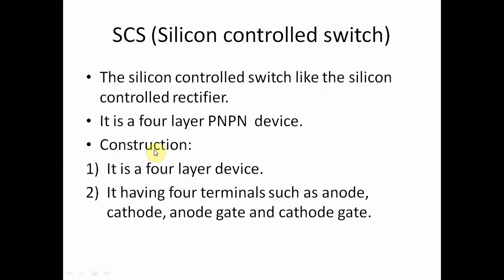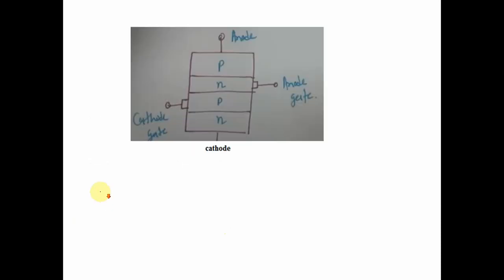Now we will study the construction of SCS. SCS is a four layer device. It has four terminals: anode, cathode, anode gate and cathode gate. See here, this is the structure of SCS. SCS is a four terminal PNPN device, having anode terminal, cathode terminal, anode gate and cathode gate.